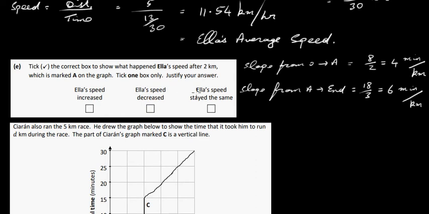So it says justify your answer. Well, this is really it here. You can write in, it takes longer per kilometer after A. Okay, something along those lines anyway. So she's actually going to slow down. Ella's speed decreases. So that's the answer there anyway. Okay. Right, next.